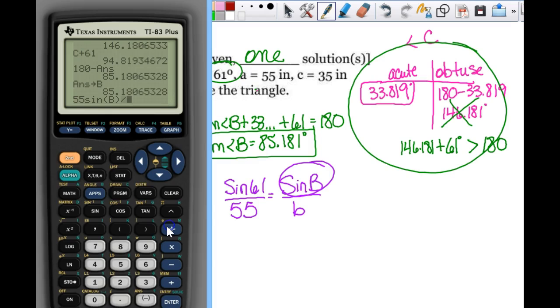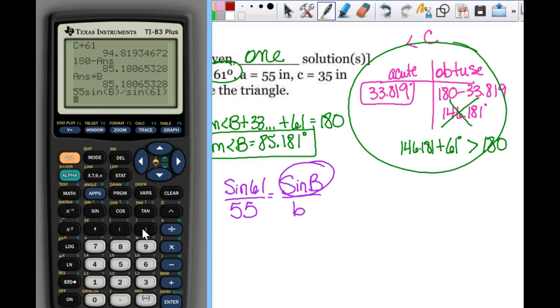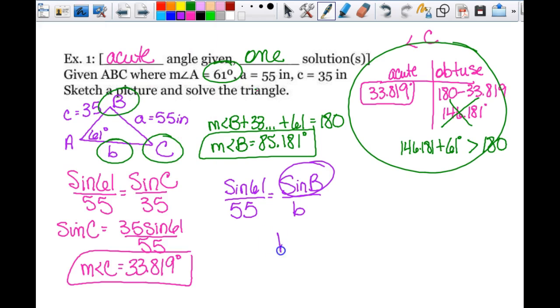And then divide it by the sine of 61. And bam. So little b is equal to 62.662 inches.